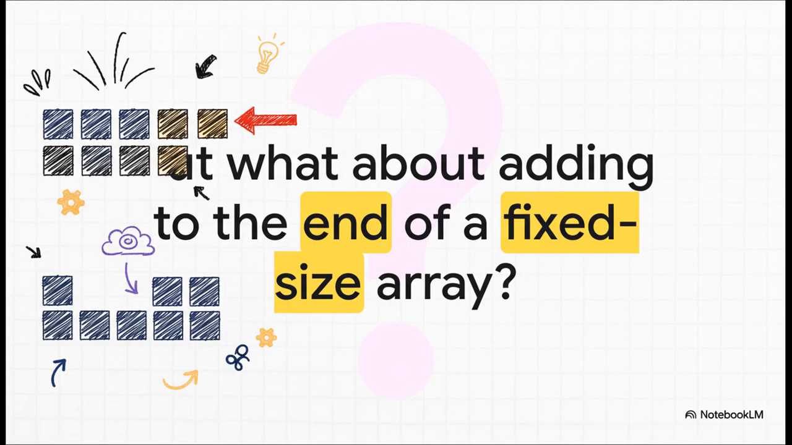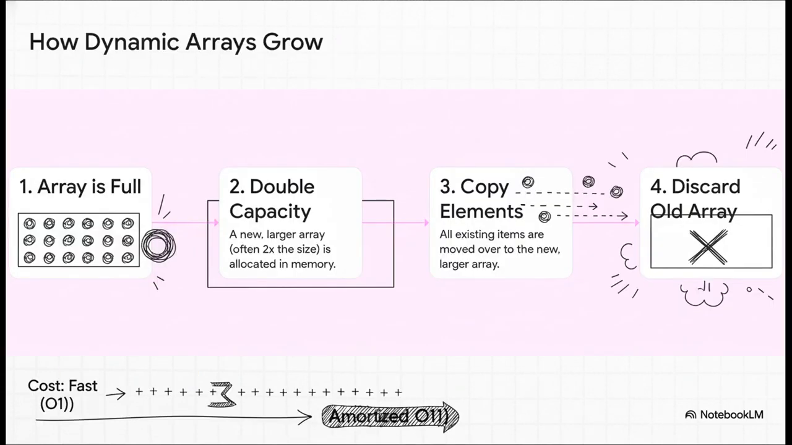So you might be thinking, wait a minute, an array is a fixed block of memory. What happens when you run out of space? It seems like adding items to the end would be a huge problem. But modern arrays, or dynamic arrays, have a really clever trick up their sleeve. Here's what happens. When the array gets full, it doesn't just give up. First, it finds a whole new, much larger chunk of memory, often twice the size. Then, it painstakingly copies every single element from the old array into the new one. Finally, it throws away the old, smaller array.